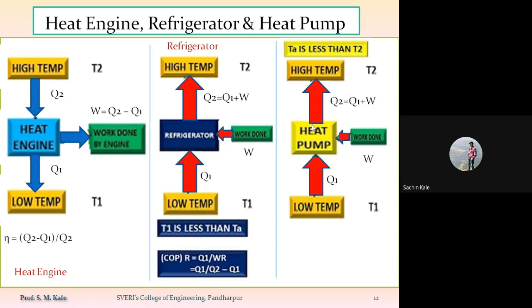We use the heat pump in the winter season to heat the room, or to maintain a temperature greater than the atmospheric temperature. So here T2 will be considered our high temperature body, the room whose temperature we are maintaining greater than the atmospheric temperature, and the value of T2 should be greater than TA. So if I want to calculate the COP of a heat pump, then what will be the value of the COP of the heat pump?